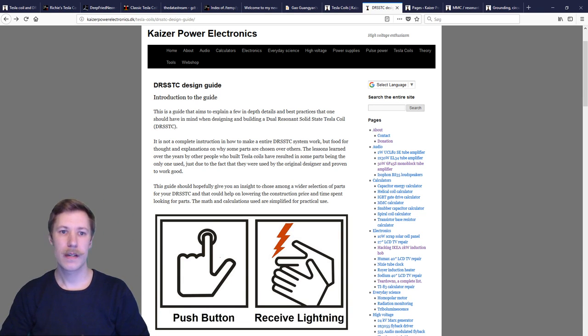Today's topic is Tesla coil design, a little bit of theory, mostly in the practical sense, and then a whole lot about the compromises that have to be made while designing something like this.